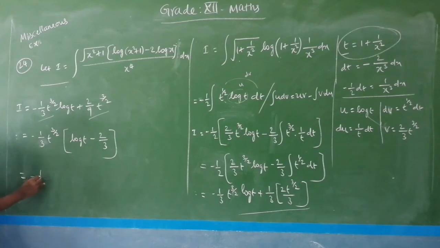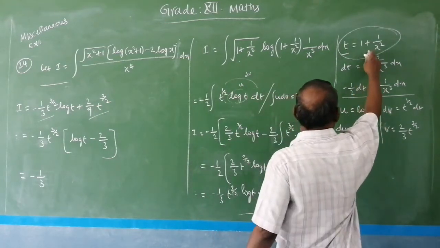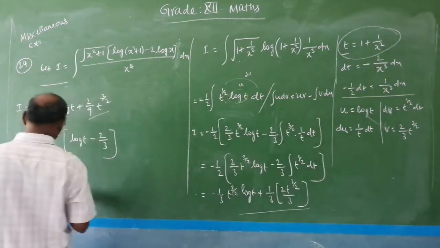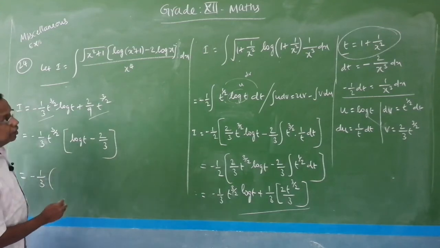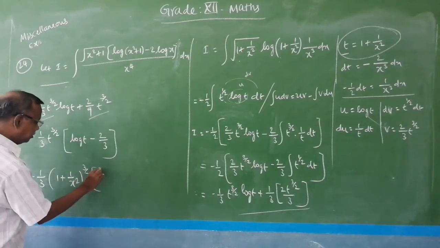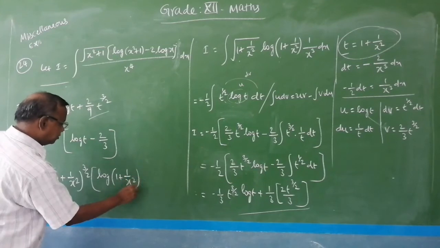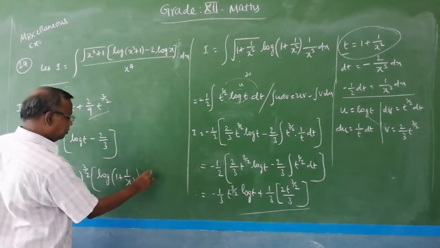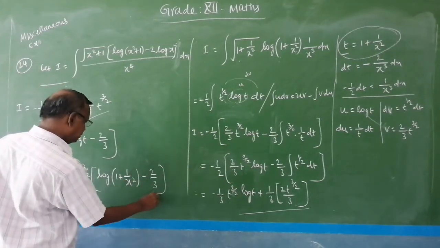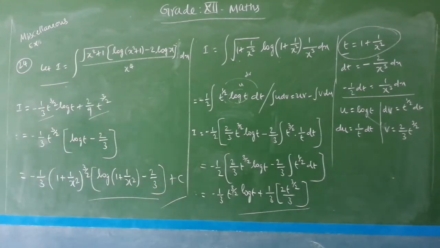Now this is equal to minus 1 by 3, t means what? Here we have taken t equal to 1 plus 1 by x square. So 1 plus 1 by x square whole power 3 by 2 into log of 1 plus 1 by x square minus 2 by 3, plus c, a constant. So this is the answer.